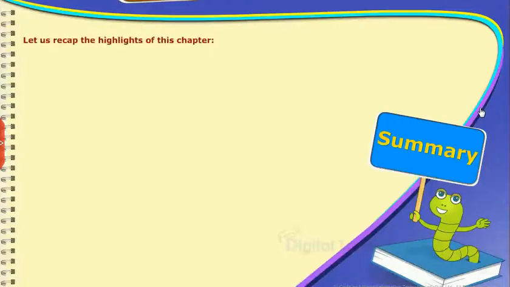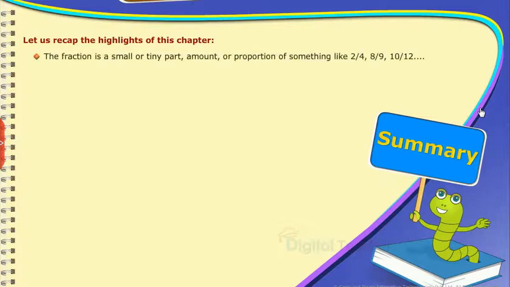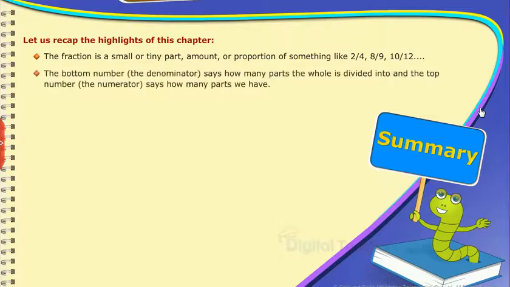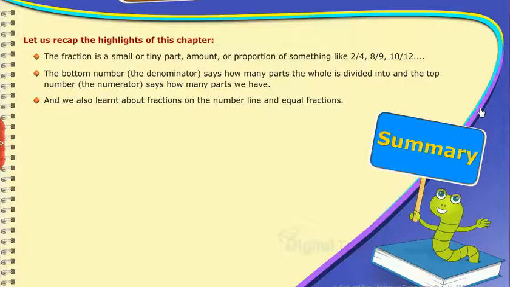Summary. Let us recap the highlights of this chapter. A fraction is a small or tiny part, amount or proportion of something, like 2 by 4, 8 by 9, 10 by 12 and so on. The bottom number or the denominator says how many parts the whole is divided into, and the top number or the numerator says how many parts we have. And we also learnt about fractions on the number line and equal fractions.